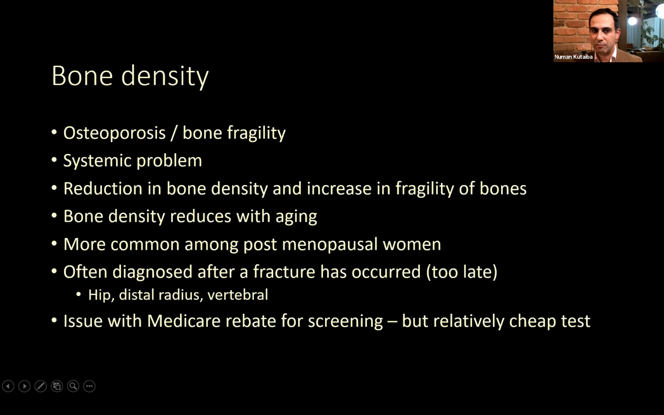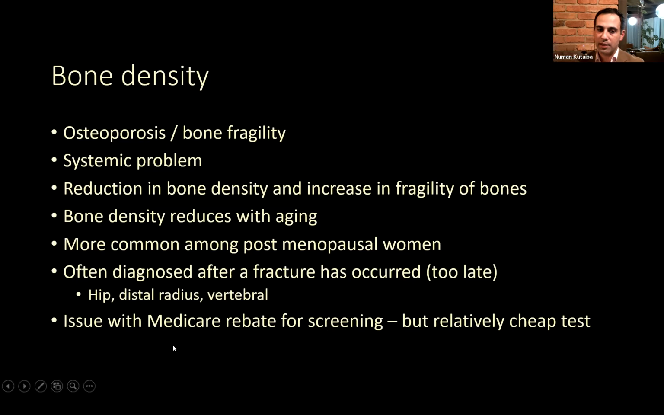Finally, I'm going to talk briefly about bone density, simply because we're talking about the spine and vertebral compression fractures. Fragility fractures in osteoporotic patients and osteopenic patients, as well as normal bone density patients, are common. It's a systemic problem. There's a reduction in bone density and an increase in bone fragility with age. It's more common among postmenopausal women. And unfortunately, it's often diagnosed after a fracture has occurred. It's a bit too late. We want to be proactive in this. We want to diagnose it early.